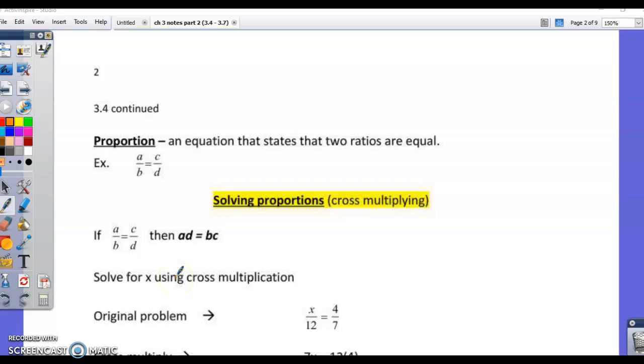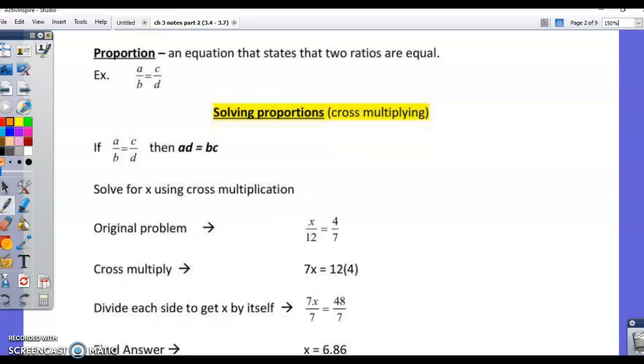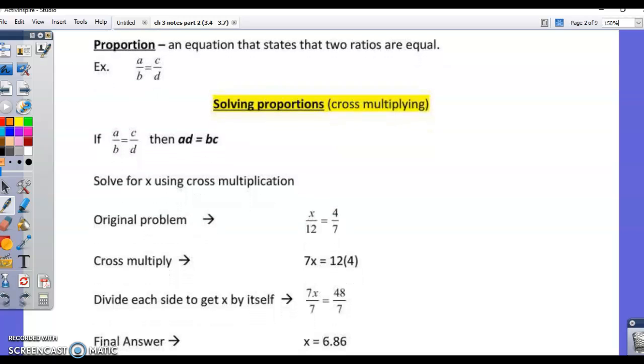We use these a lot in math when we're talking about scales and sizes and things of that nature. But we can also use proportions to solve a lot of geometry type skills that we might be coming up with in the future.